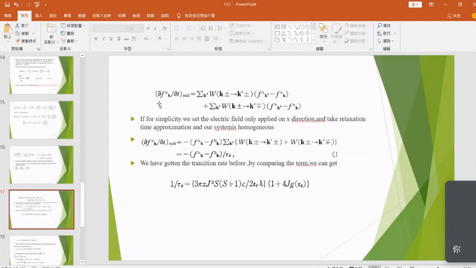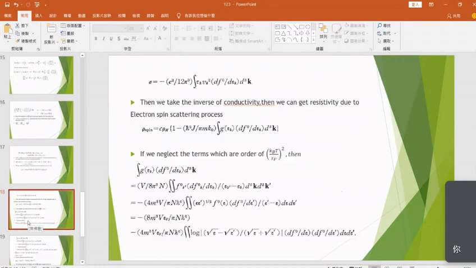So we just consider our process of the scattering. We can finally get this relaxation time, and we can know the relaxation time from this term. And then I directly give the conductivity of the system. It looks like this.